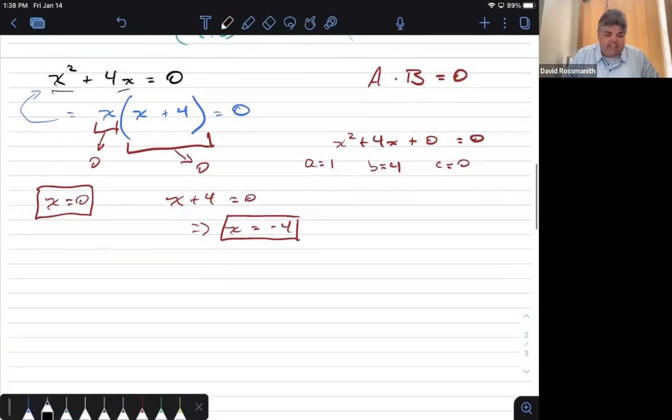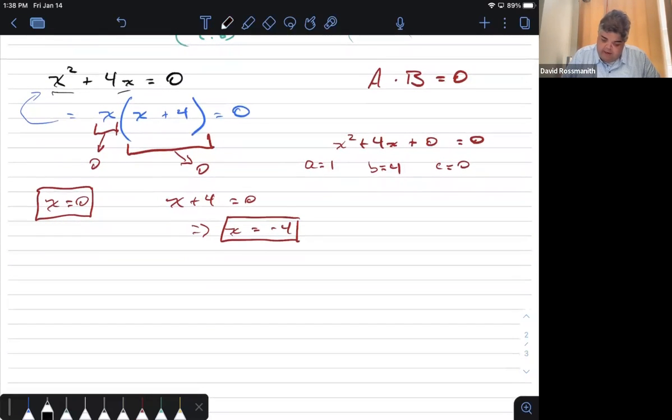Likewise, another similar example would be something like this: 4x squared equals, let's say, 64. Or, in fact, let me do it like this: 4x squared minus 64 is equal to 0. Okay, same thing. How would I go about solving this?